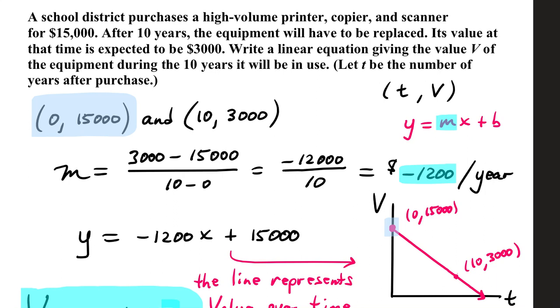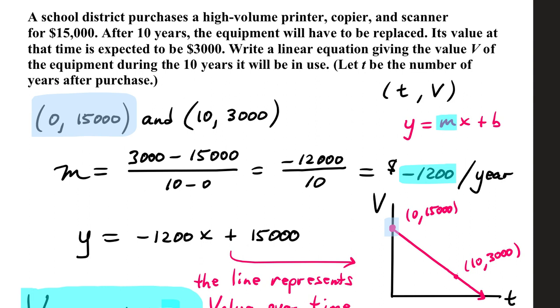A school district purchases a high-volume printer, copier, and scanner for $15,000. After 10 years, the equipment will have to be replaced. Its value at that time is expected to be $3,000. Write a linear equation giving the value V of the equipment during the 10 years it will be in use.